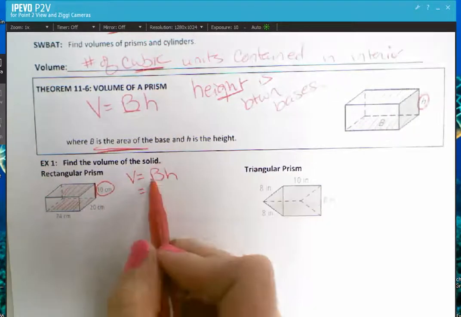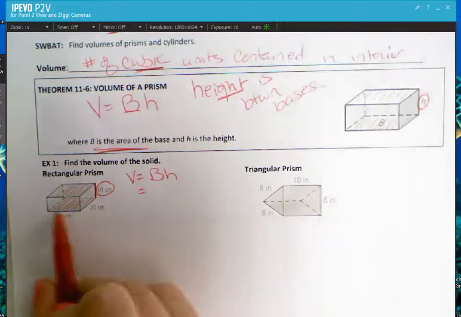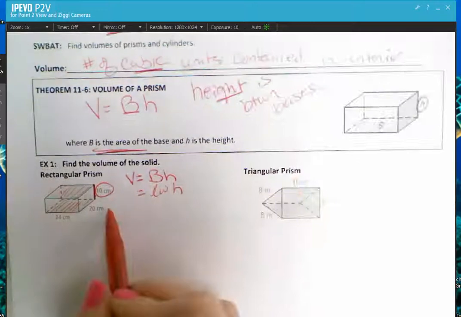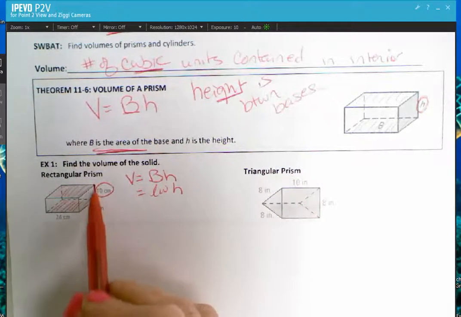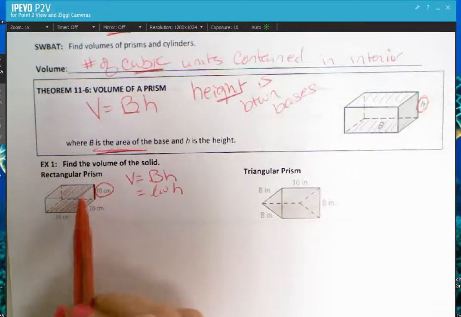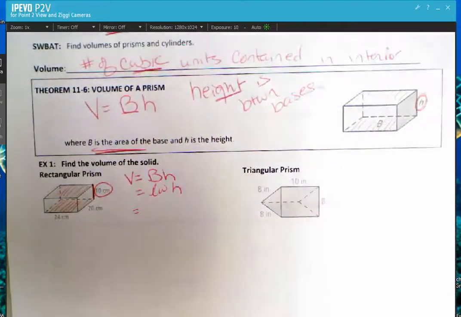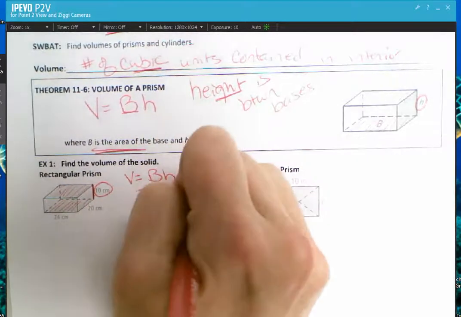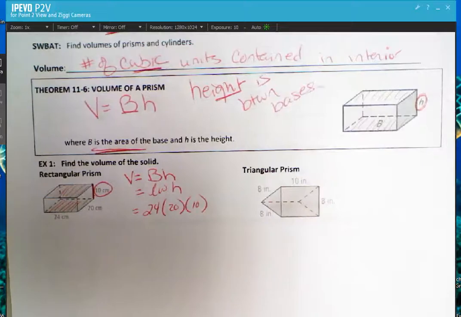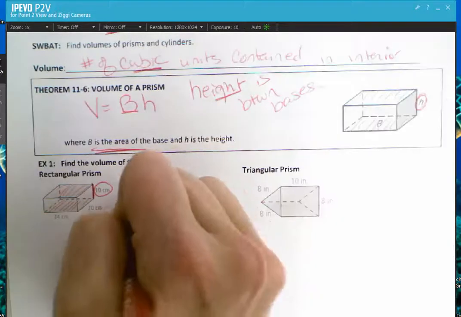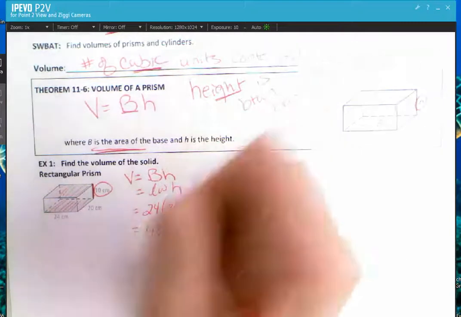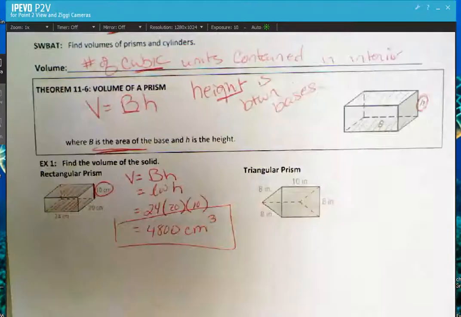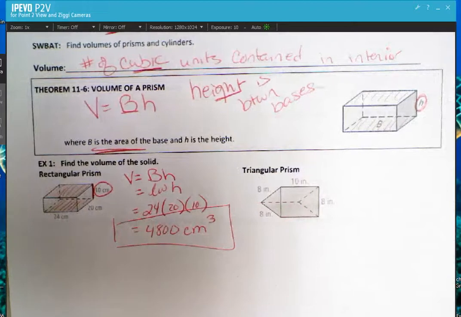Capital B is the area of the bases. The base here is length times width, or base times height, times the height. And height, again, in my original formula, is defined as the perpendicular segment between the bases. Then I just fill in what I have. Length is 24, width is 20, times my height is 10. 200 times 24 is 4,800. And we're dealing with volume, so we know it's cubic units.